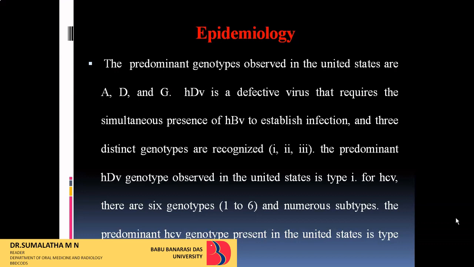Hepatitis D virus is a defective virus which always requires the presence of hepatitis B virus to establish the infection. This hepatitis D virus has 3 distinct genotypes. The predominant genotype of hepatitis D virus observed in the United States is type 1. For hepatitis C virus, there are 6 types and numerous subtypes. The predominant hepatitis C virus genotype present in the United States is subtype 1.